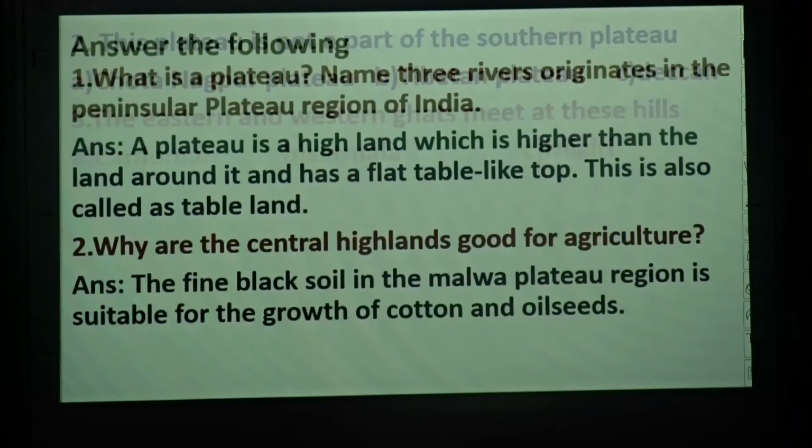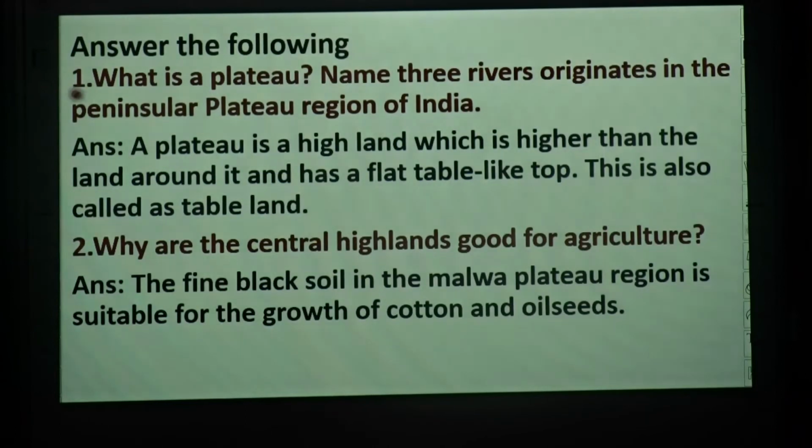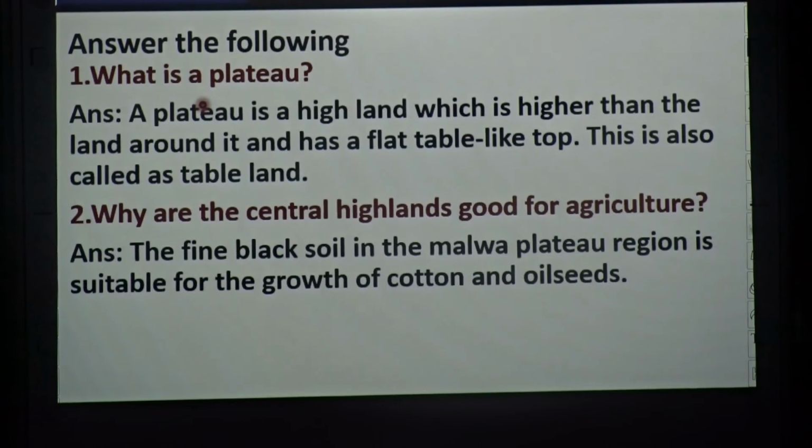So let us move on to the question and answers. Let us move on to answer the following, children. Your first question is, what is a plateau? A plateau is a high land which is higher than the land around it and has a flat table-like top. So a plateau is a high land which consists of a flat land at the top. This is otherwise known as the tableland.